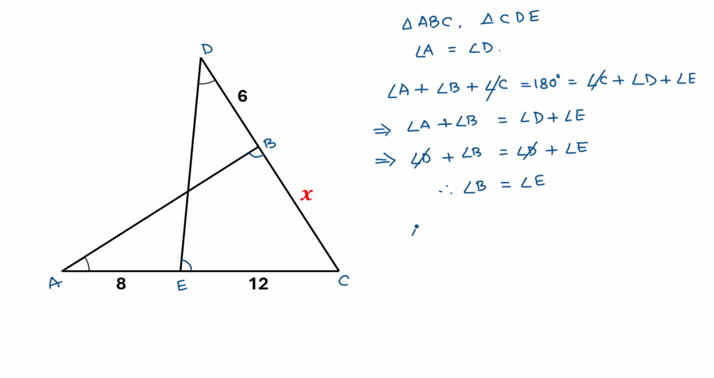So triangle ABC is similar to triangle CDE. These two triangles are similar triangles. So by similarity you can write: this BC divided by this CD is equal to this CE divided by this AC.